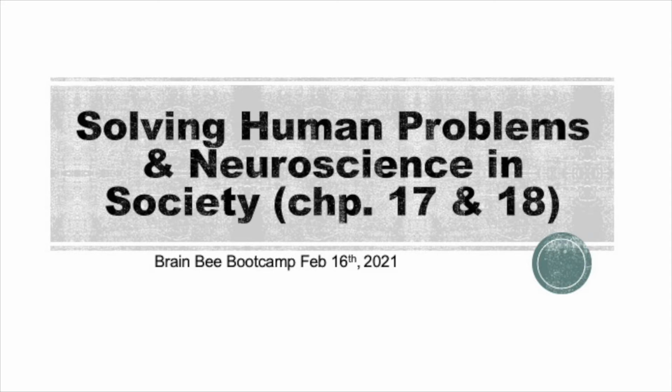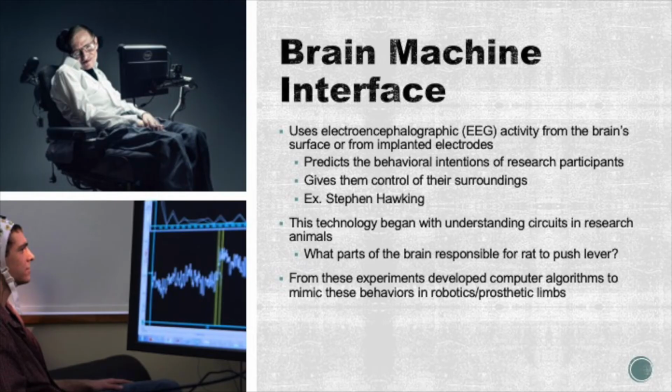Hello everyone. So in today's lecture, we're going to cover two chapters, chapters 17 and 18, which are Solving Human Problems and Neuroscience in Society. So how do we solve human problems that arise from problems with the brain or the spinal cord?